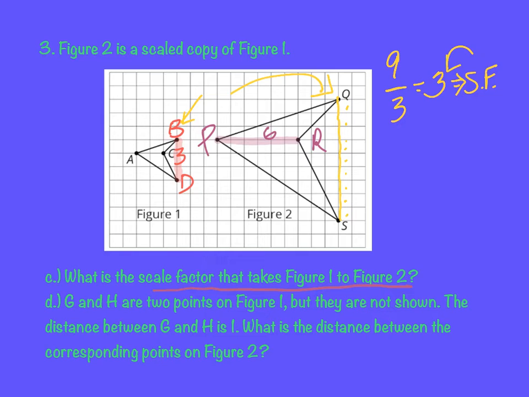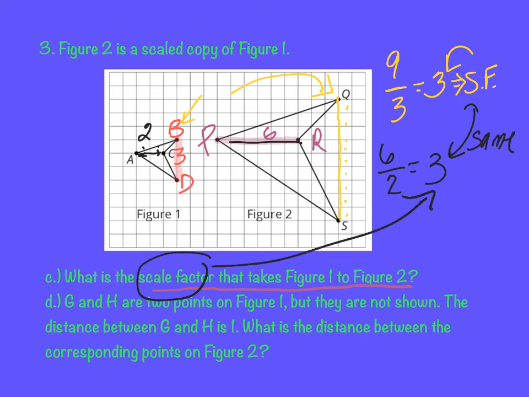is 3. But let's double check and make sure, because it is entirely possible that we could be making an error. So we always want to be sure. So the other one that we had was P to R. So let's look at the distance right here. I can see that that's 2. So my original distance P to R is 6 divided by 2 is also equal to 3. And they are the same. Okay. What is the scale factor? Well, that's what I found. So the scale factor is 3.